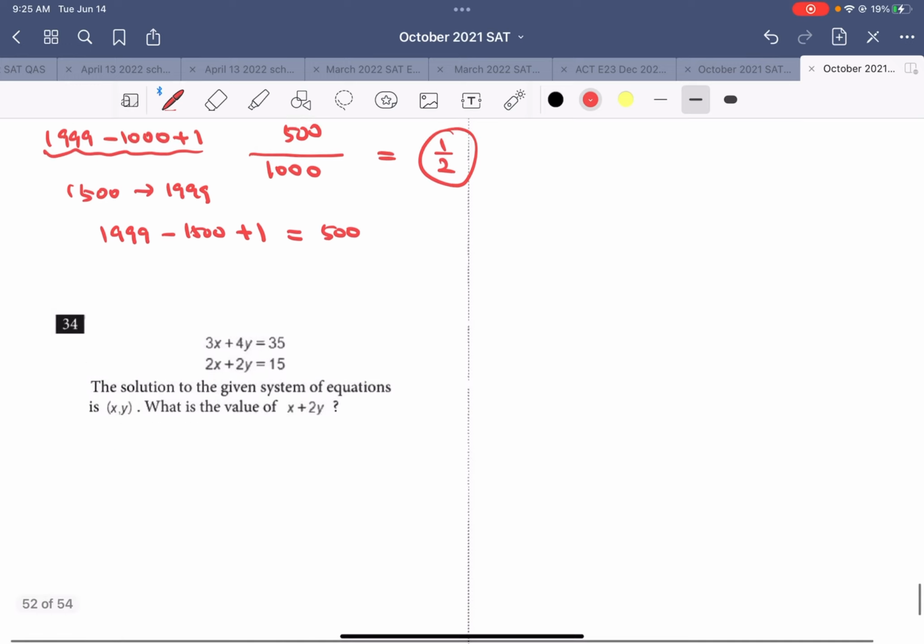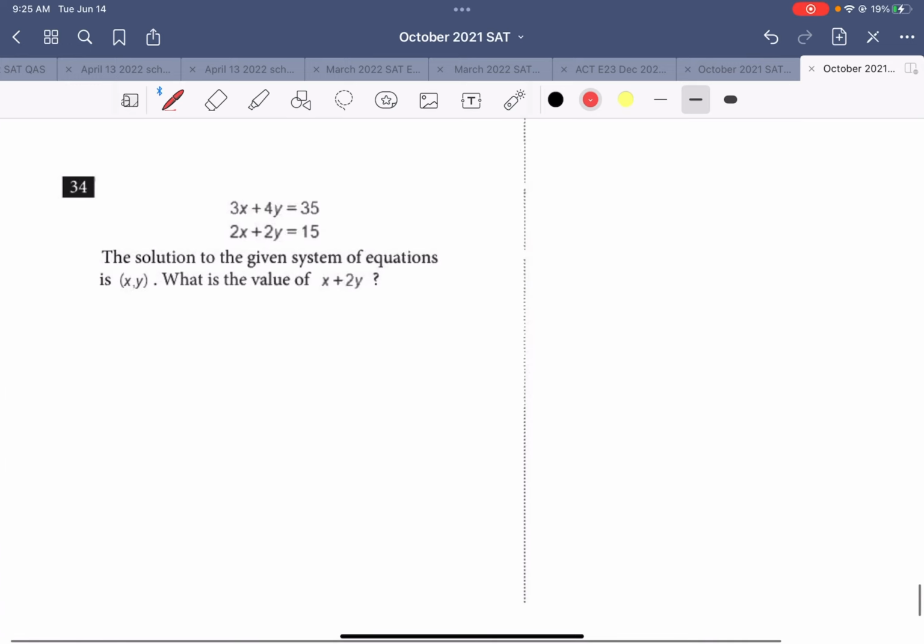That's the reason you add 1. Number 34. The solution to the given system of equations, x, y. What is x plus 2y? You can solve the system of equations, figure out x and y, but the easiest way in this problem, what if you subtract the 2 equations as they are? Then x plus 4y minus 2y is 2y equals 20. So the answer is just 20.